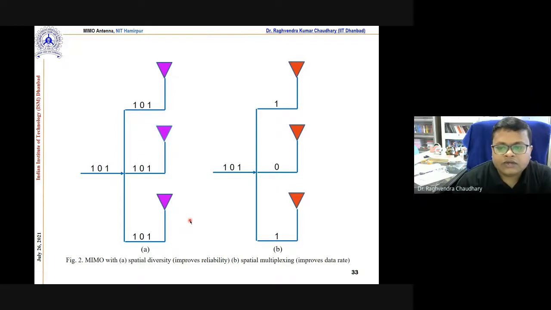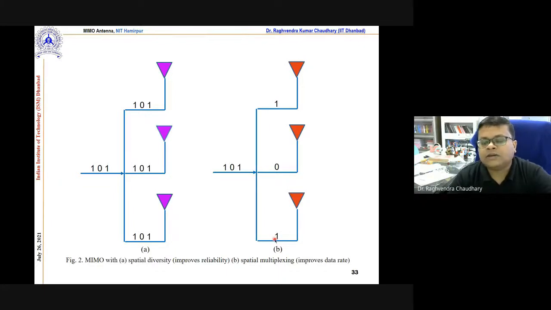Other than that, we can improve the data rate. How can we improve it? Let's say we are providing 101, so we are feeding 1 to antenna number 1, 0 to antenna number 2, and 1 to antenna number 3. Correct. So if I say we are sending each bit per 1 second, then it takes 3 seconds to transmit the signal. Now here in a single shot, at once, it is 3 bits. Okay, so in this way we can improve the rate.